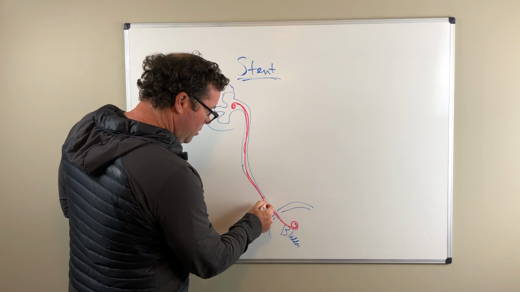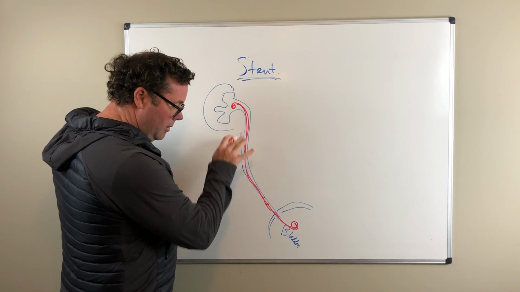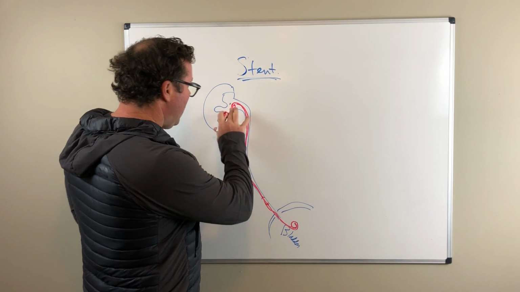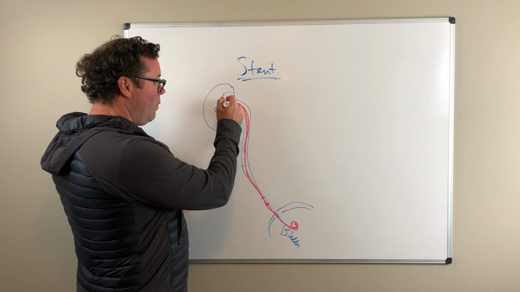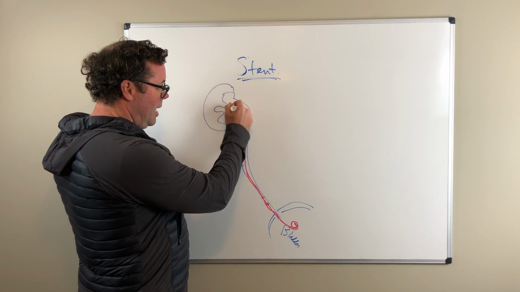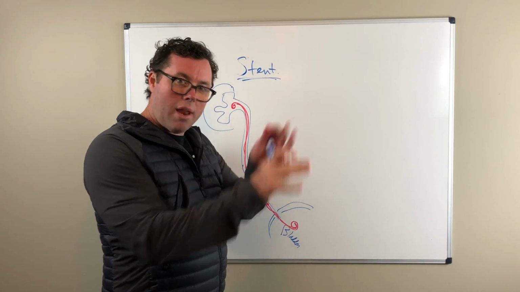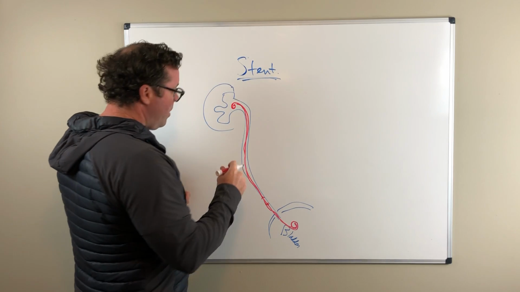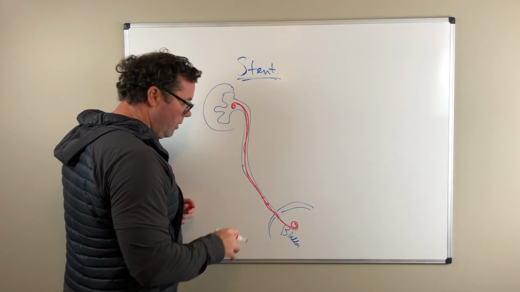Oftentimes there's a kidney stone that's blocking the drainage, and sometimes a stent is put in just to drain the kidney. Urine is made by the kidney and drains through here, and the urine actually will drain through the stent and around the stent. And it's important. These things are important.